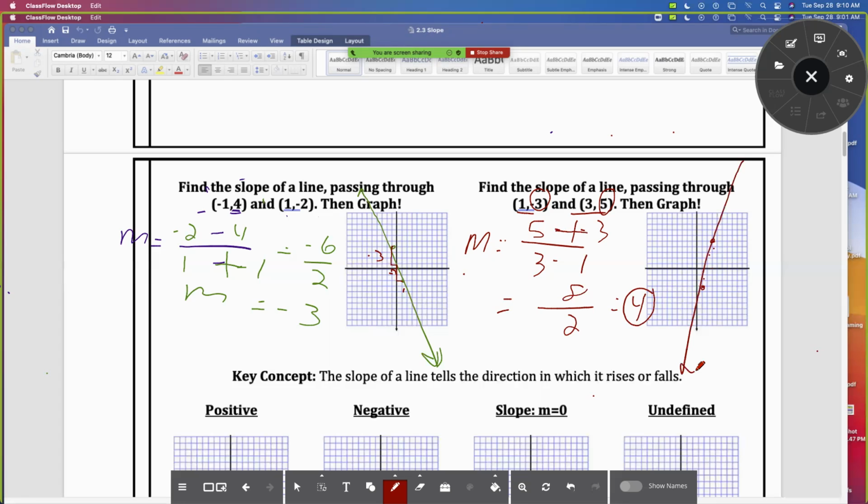So I'm gonna go ahead and draw my line to make sure I got that. Up 4, 1, 2, 3, 4 over 1. Of course, it helps if you're a little more precise than I am. Really hard with them.